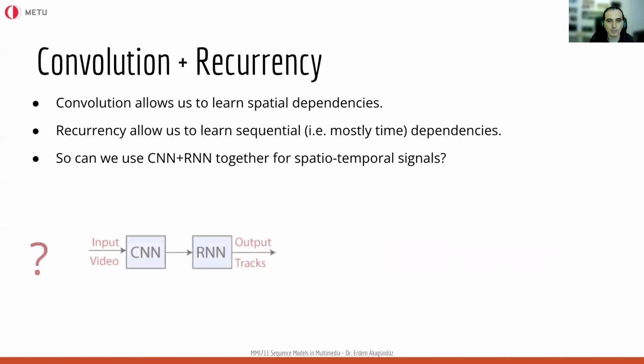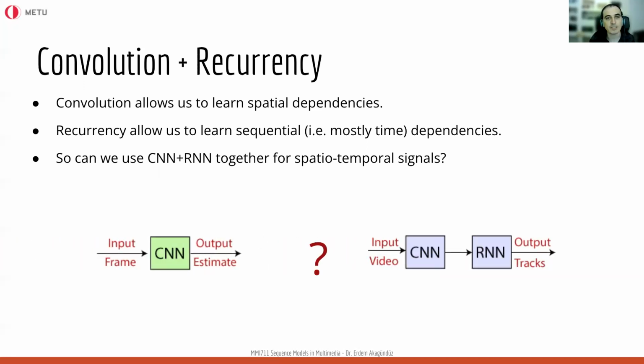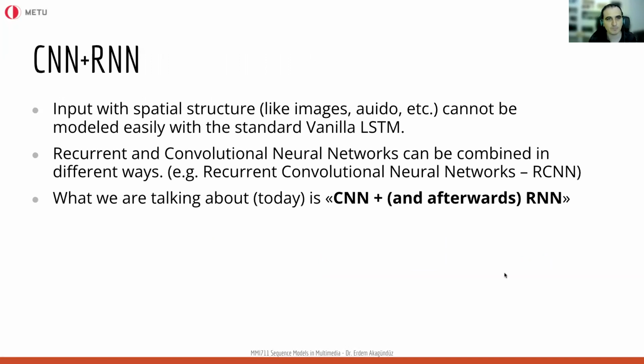So this week I'm going to be covering CNN plus RNN architectures in the literature. I hope this gives you an idea about your studies and things that you may apply from your thesis, for example. Input with spatial structure like images or audio cannot be modeled easily with the standard vanilla LSTM. Why? A vanilla LSTM can extract sequential dependencies, that's right. However, the spatial input signal is usually in a very raw format, pixels. What we have to do is first carry it into a higher representation.